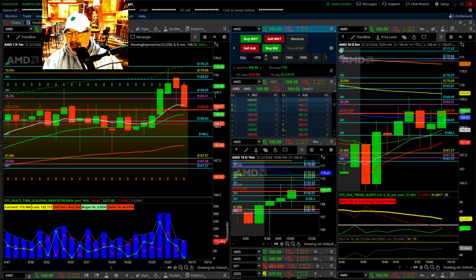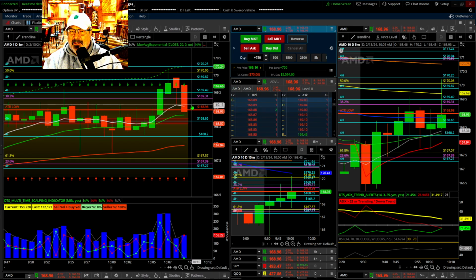Oh, it jumped up right when I hit it. I thought I was getting it like 169.10. So it kept going down. I should have just waited a second longer, but I'm now hoping it's going to bounce.